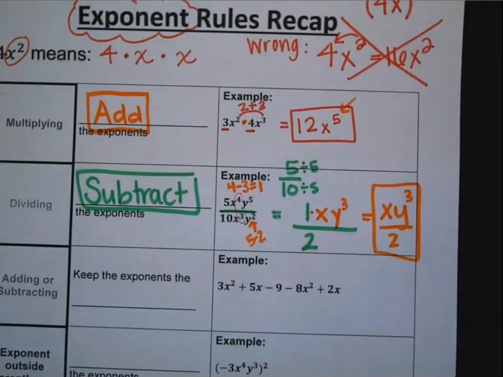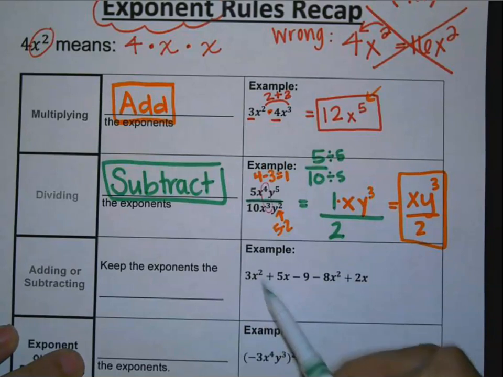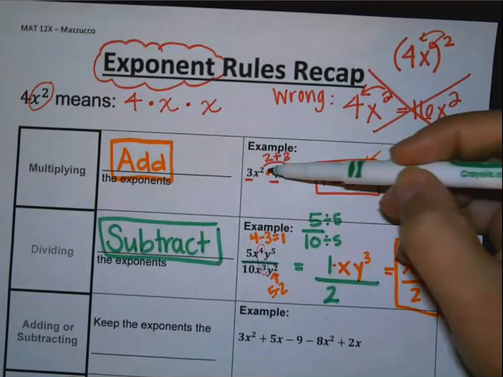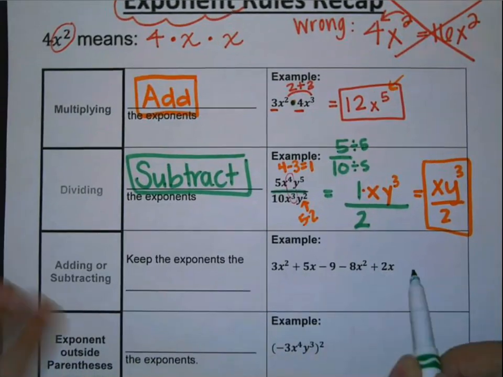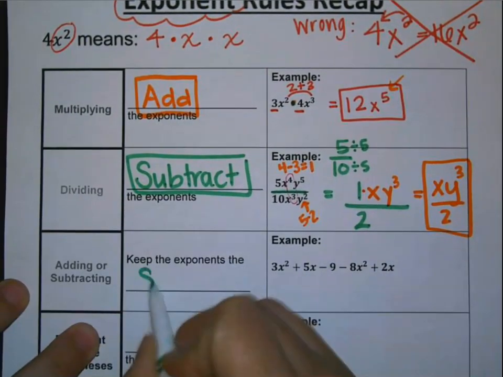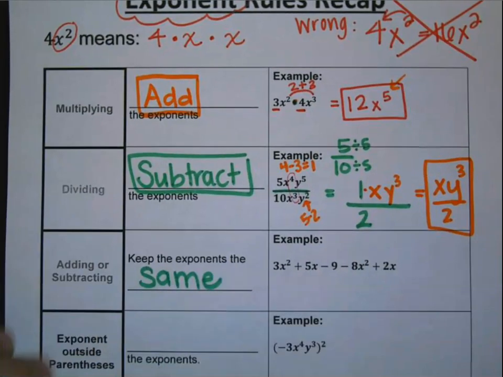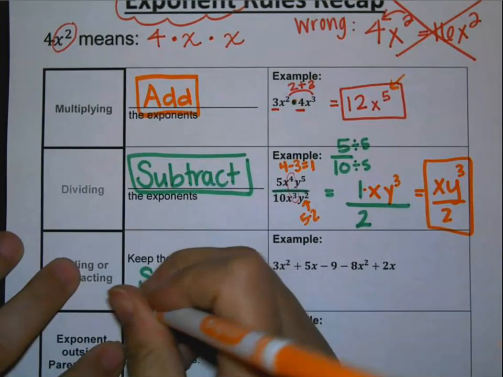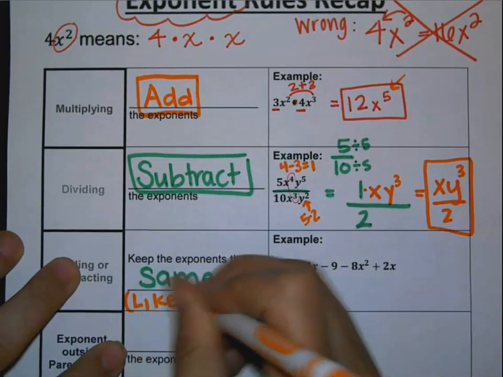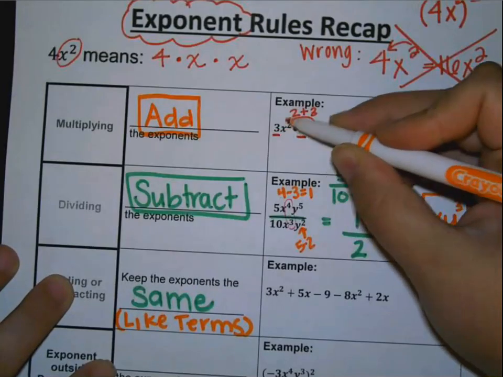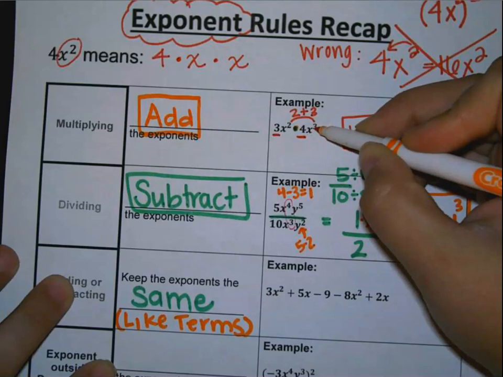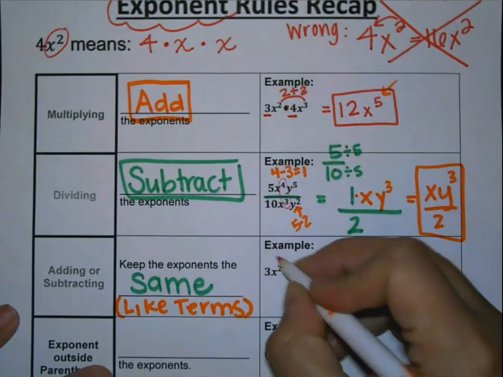Okay, next let's talk about when we are adding and subtracting. This problem says 3x squared plus 5x minus 9 minus 8x squared plus 2x. Whereas the previous problem said multiply, so we added the exponents, here, when we are combining like terms, we're going to keep the exponents the same. We can only combine them if they are like terms. When you multiply, do you see how these are not like terms? x squared and x cubed. But when you are adding and subtracting, they have to match.